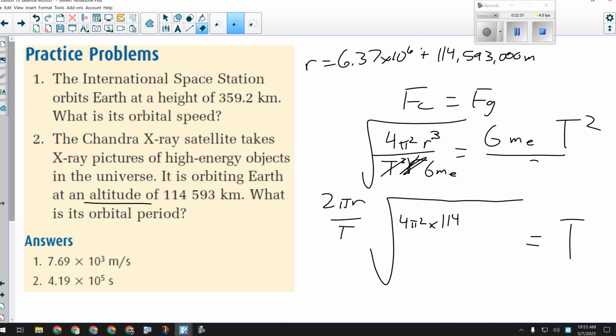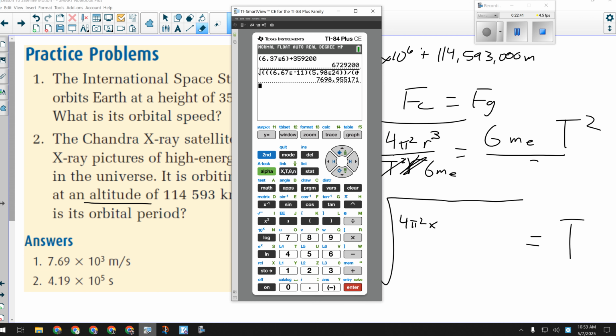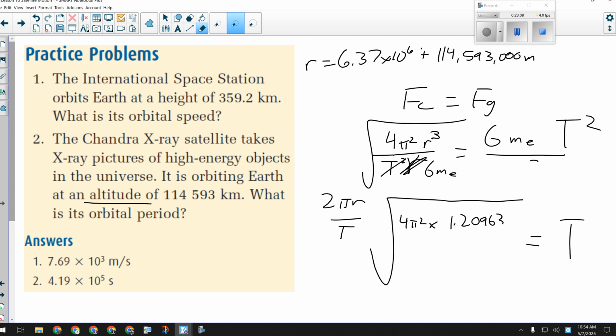Oh, sorry, we actually didn't calculate the radius, so we should probably do that next. 6.37 E6 plus 114,593,000 meters. So there's our overall radius. So we'll plug that number in. It's going to be 10 to the 8, so 1.20963 times 10 to the 8 meters.